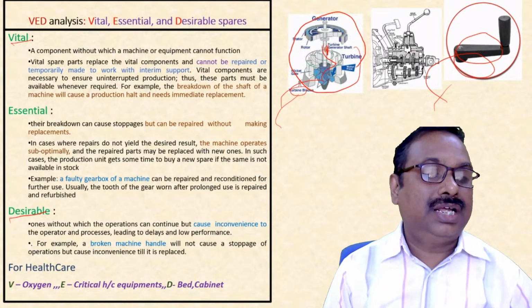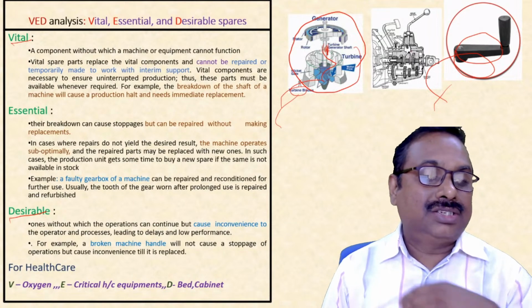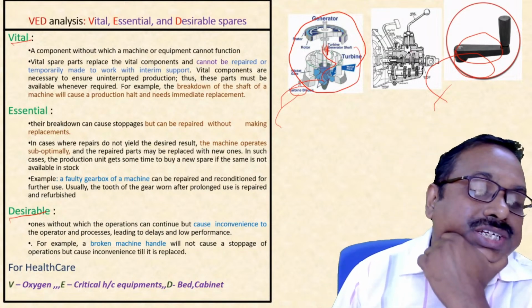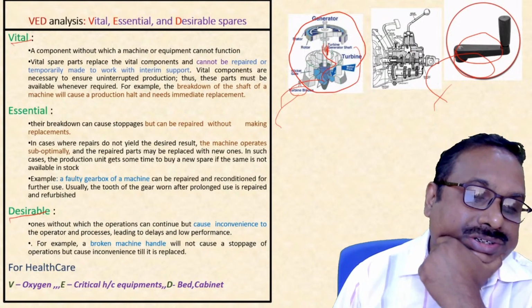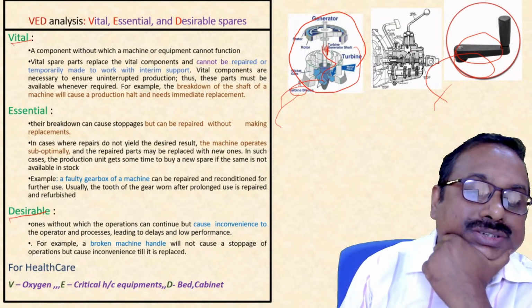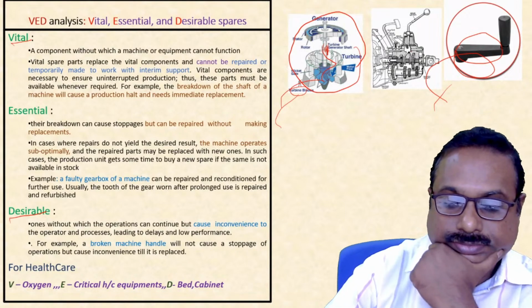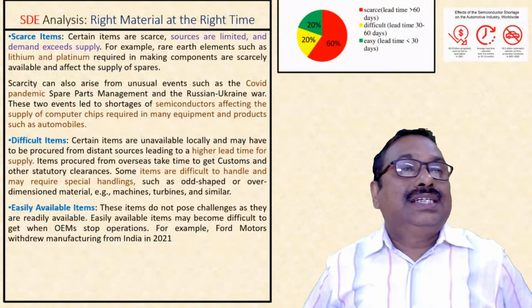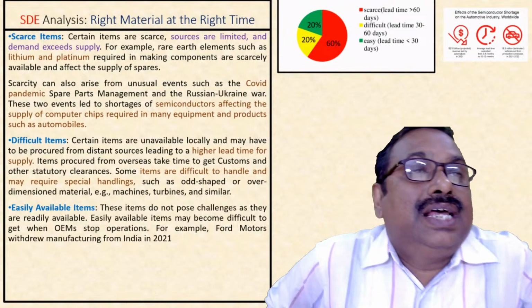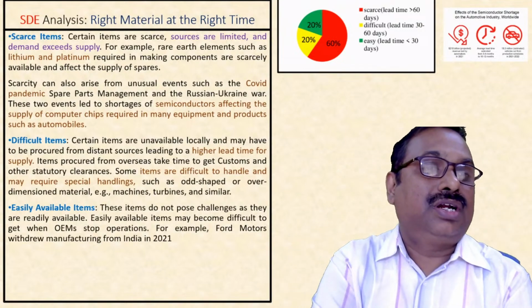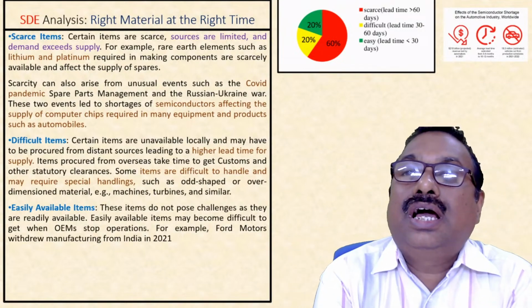So the last one, for healthcare, we have seen: vital is oxygen, essential is critical healthcare equipment, desirable is beds, cabinets, etc. Next is SDE analysis. S stands for scarce, D for difficult, E for easily available.